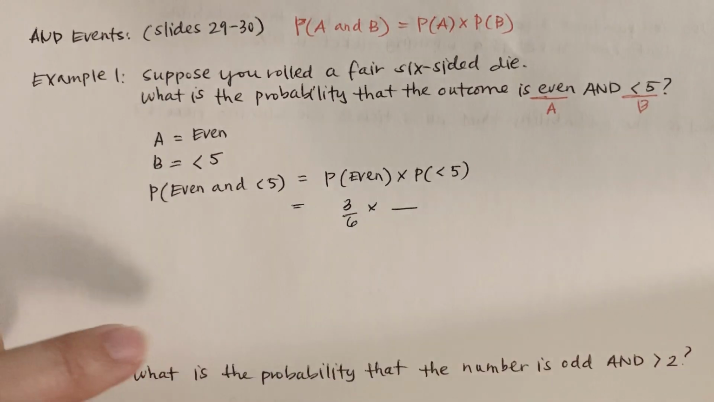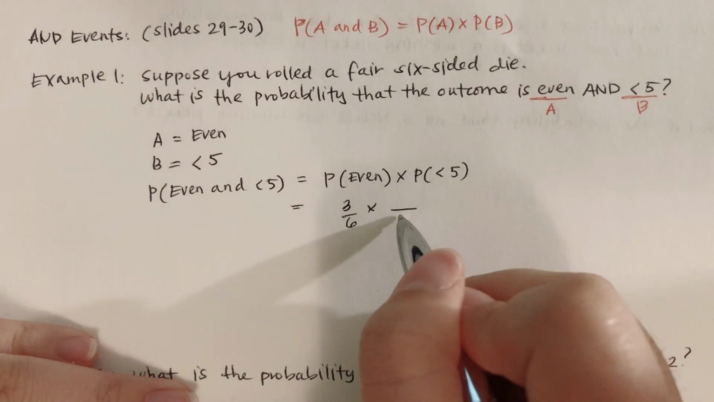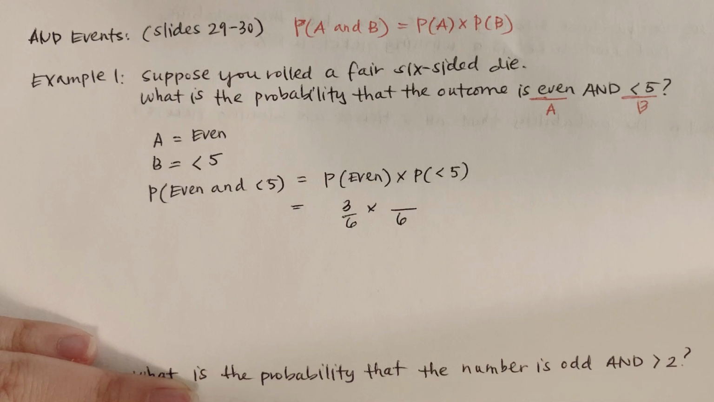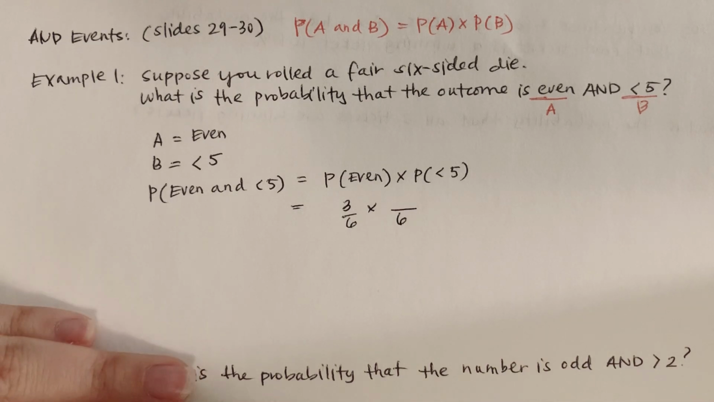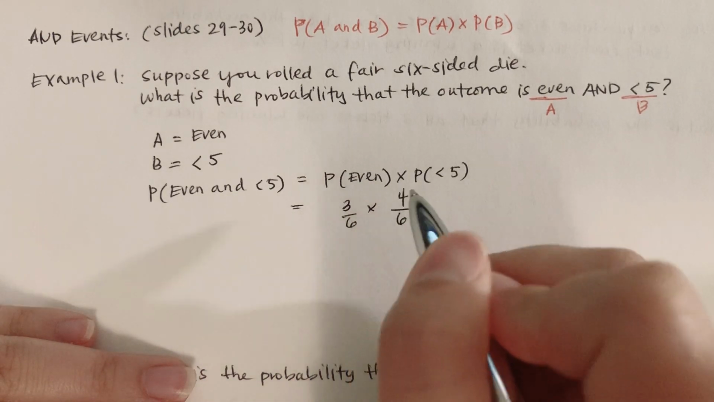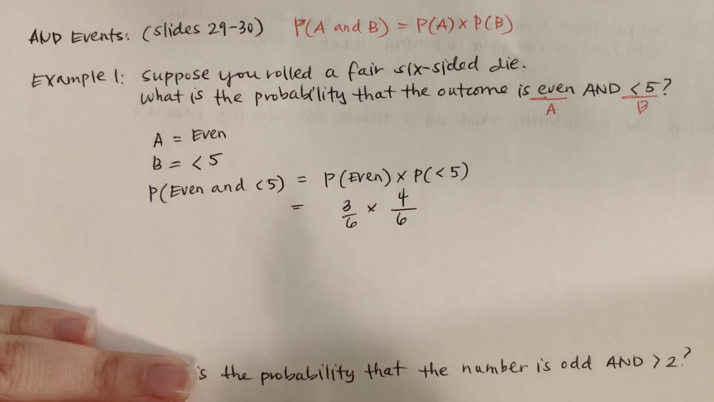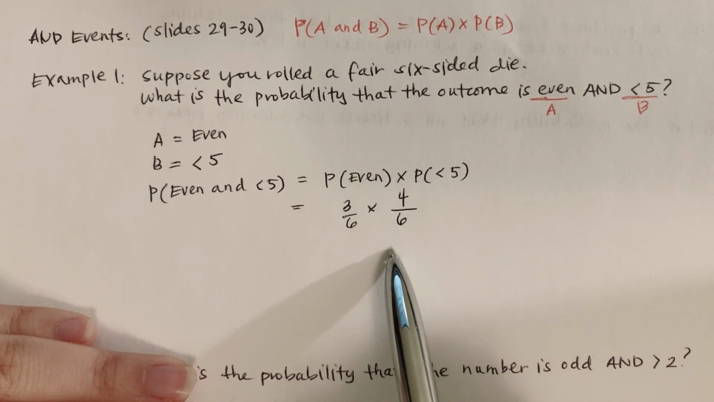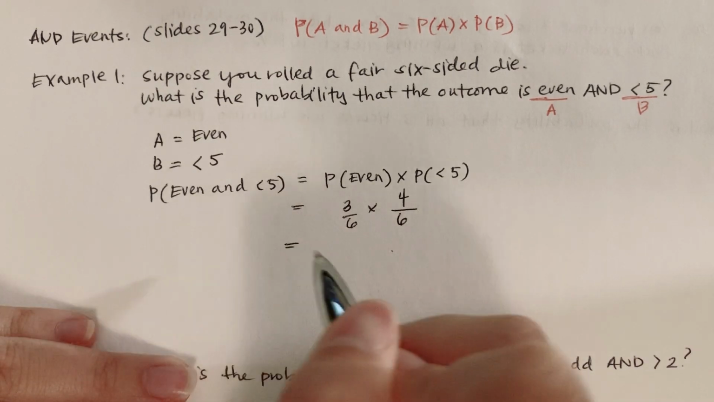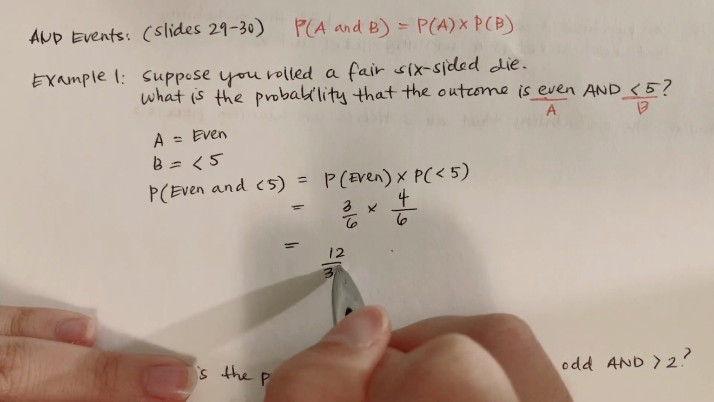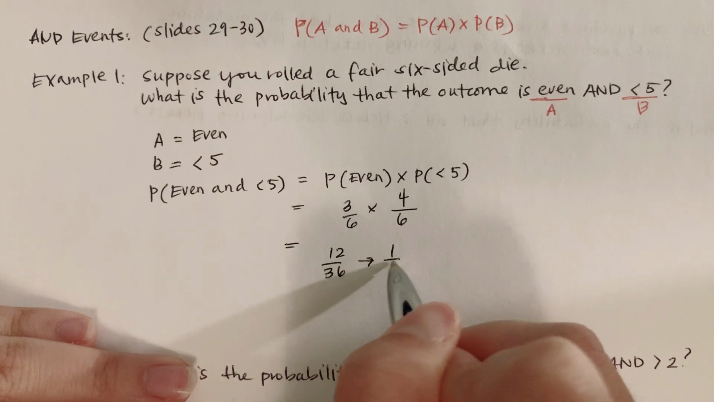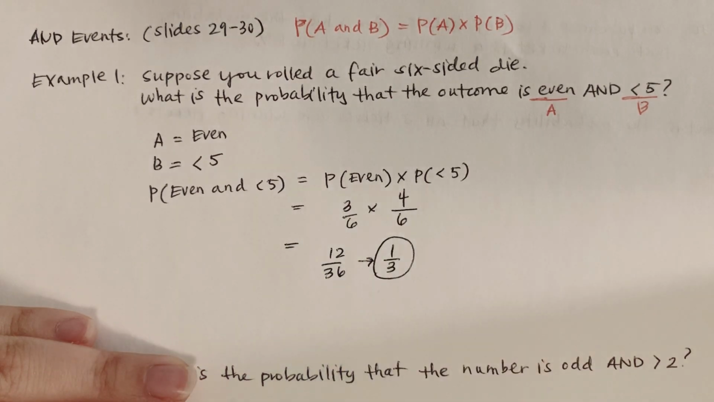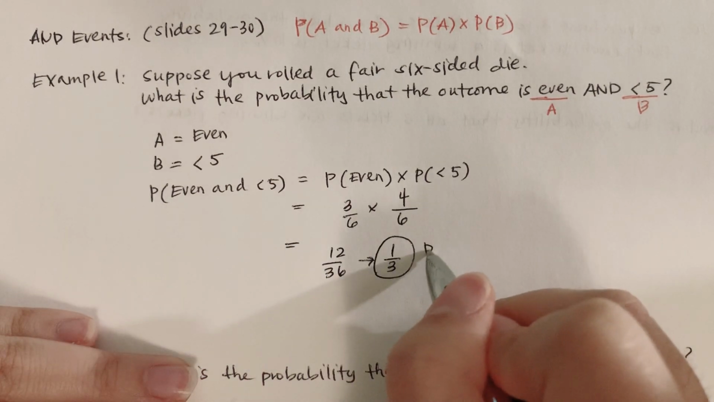Now, probability of being less than 5. Again, we have 6 total outcomes. Out of the 6 outcomes, 4 of them are less than 5. So the probability that the number is less than 5 is 4 out of 6. If we multiply that through, we get 12 out of 36, which simplifies to 1/3. Now, we have this answer.